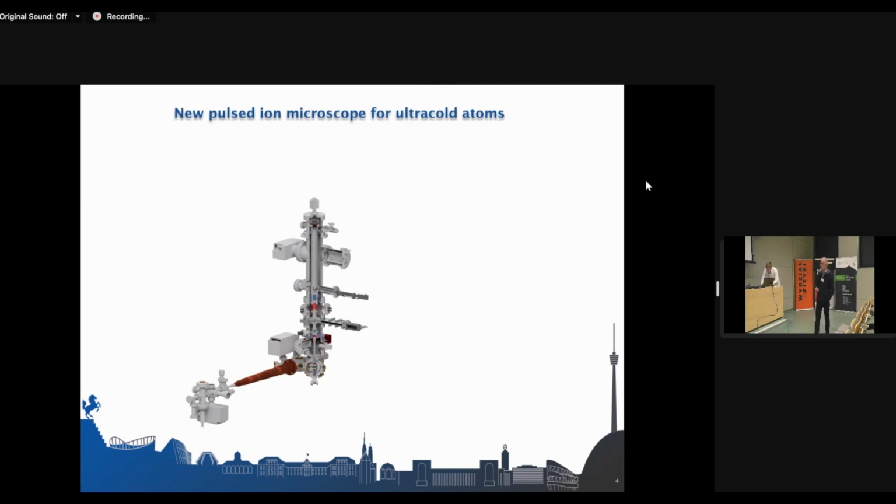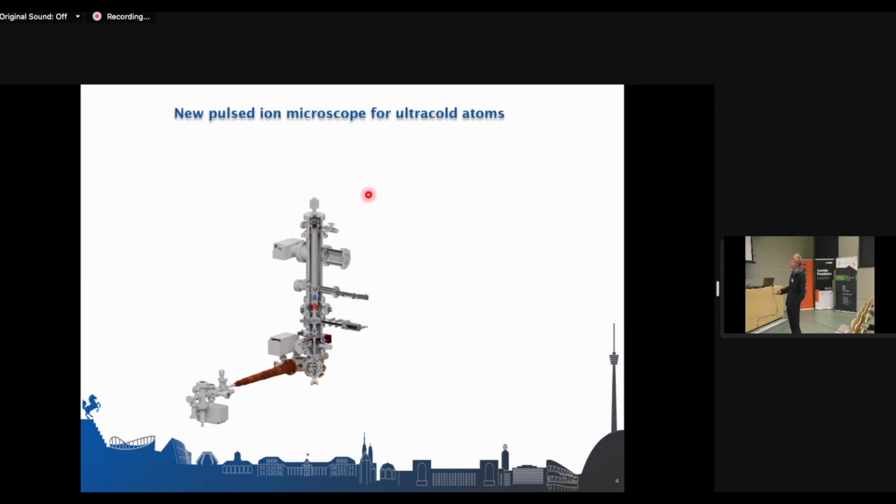So that's the machine. It's a cold atom machine, a normal one with a Zeeman slower and a science chamber, and then there is this huge device on top of this machine, which is our ion microscope. It's able to detect single ions, and it's a pulsed ion microscope, which means that we can switch it on a time scale much faster than 100 nanoseconds, actually tens of nanoseconds, and extract whatever is ion-like, anything that has a charge, up to this detector at the top.